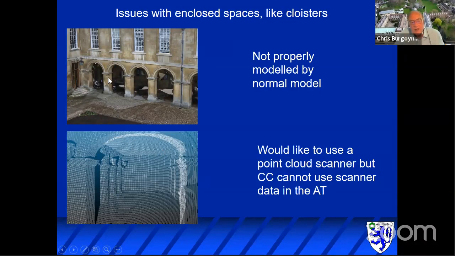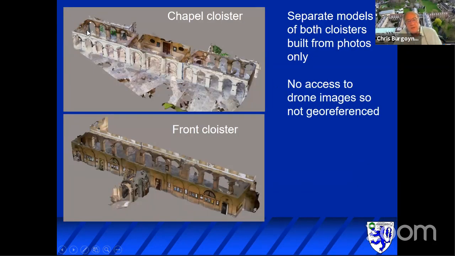So it can't see what's in behind here. Now, there is a technology which uses laser point cloud scanning, but unfortunately, we can't combine that with the photogrammetry models at the moment. I think that's something which technology will change in the very near future. So what I did was to build models of the cloisters separately.